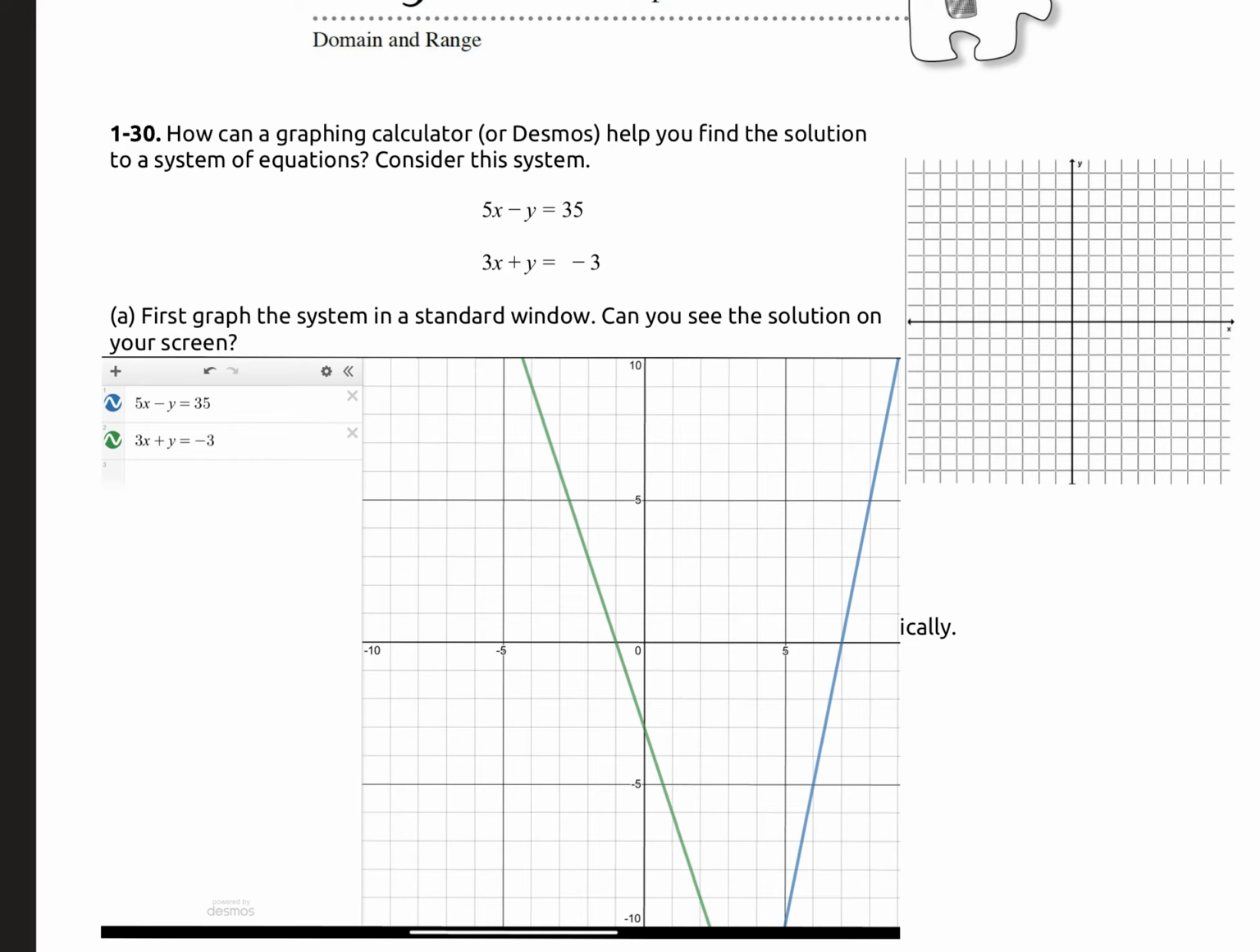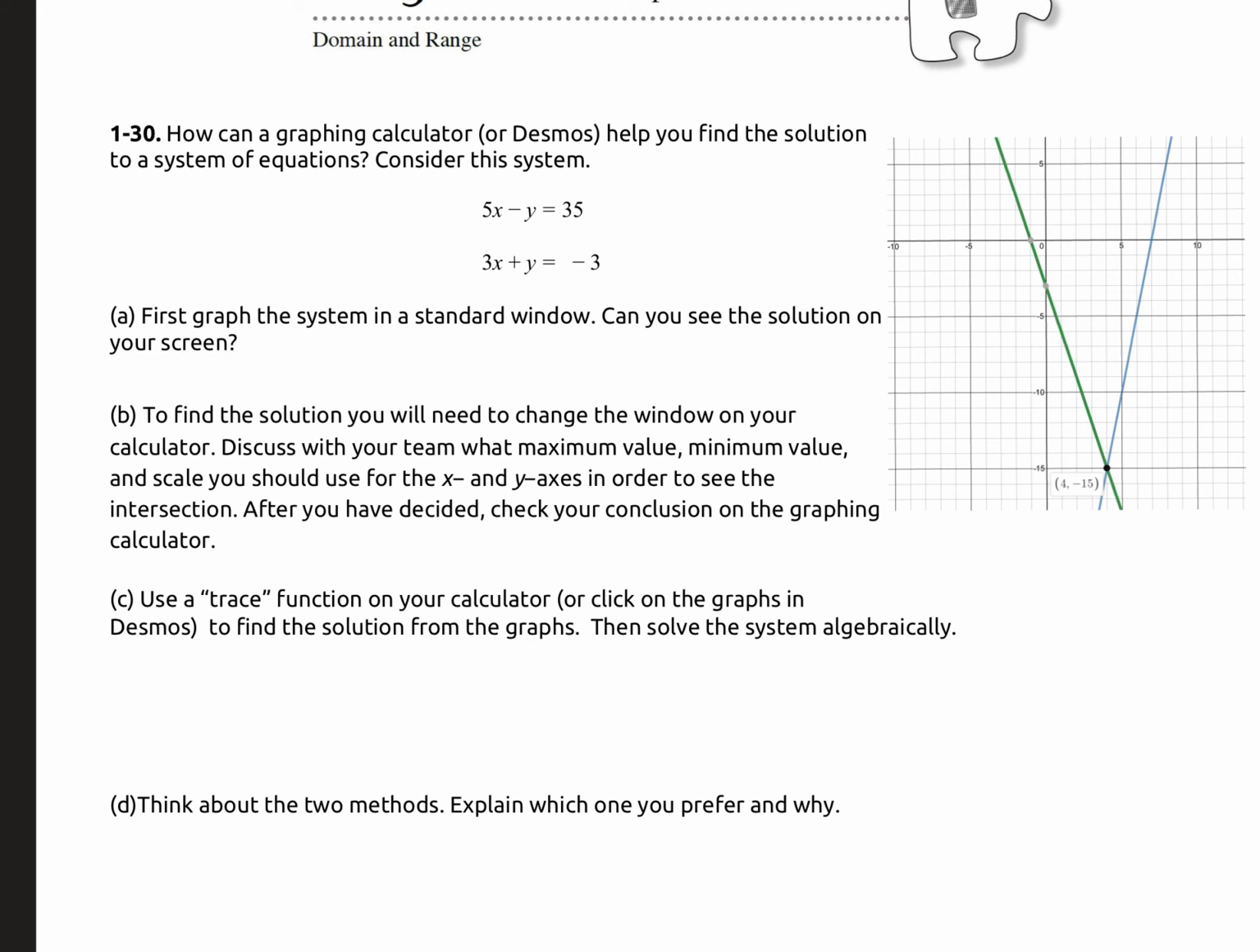We're going to have to zoom in or out, which is really easy to do on Desmos, but you can also do it with your graphing calculator. Let's take a look at what it looks like when we zoom out a little bit. Okay, so when we zoom out a little bit, we can see that those two graphs cross at the point (4, -15). So we know that that is our solution.